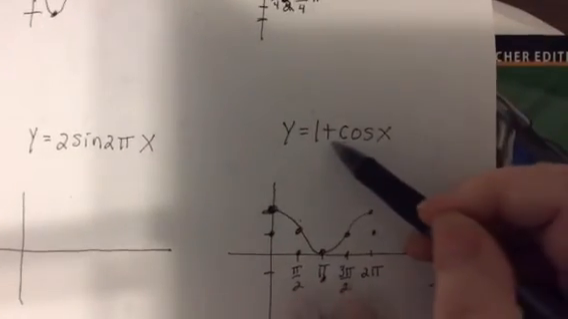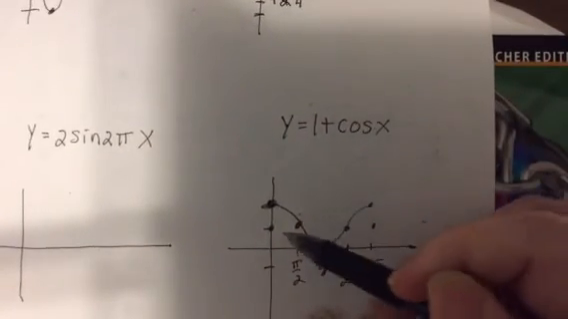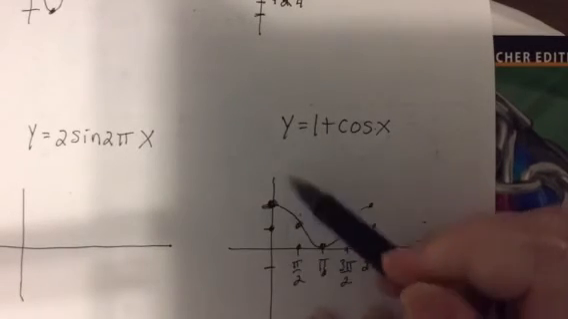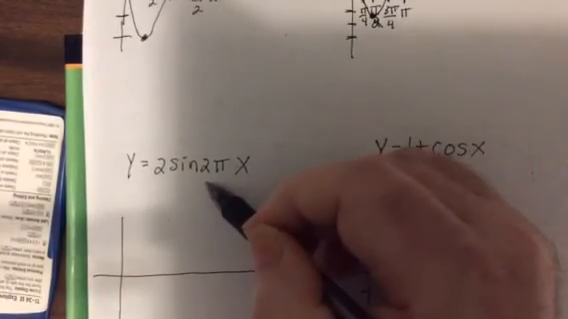Then this one, 1 plus cosine x, you just draw the regular cosine x, 0 to 2 pi, then you move everything up 1. Now this one, tricky problem.